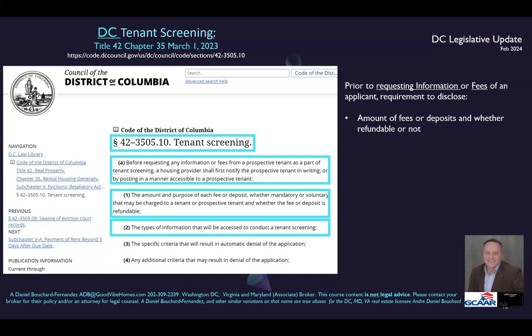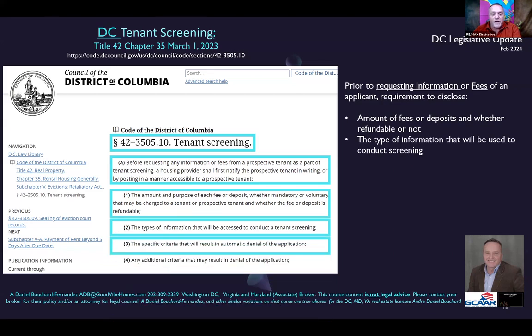The types of information that will be accessed to conduct a tenant screening. So what is going to be accessed in order to qualify those tenants? We need to go into detail about that, and we'll talk about that here in a minute.